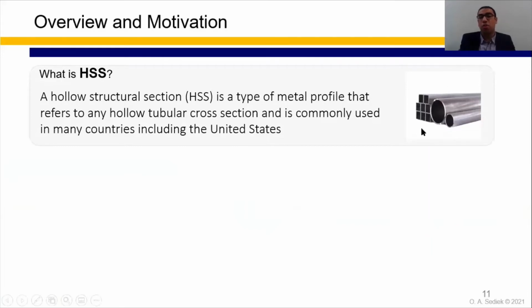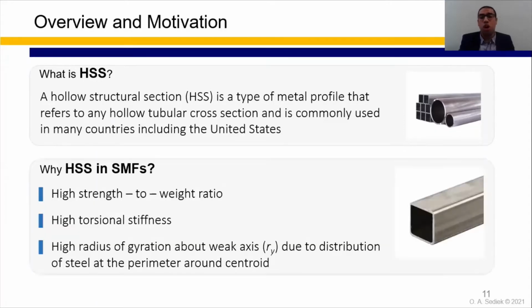As we can see here on the right, we have two types: either rectangular or square, or circular or elliptical type of HSS. And they are commonly used in many countries, including the US. But in the US, they are mainly used as braces, not as columns as part of special moment frames. So here comes the second question. What is the potential of using HSS in special moment frames? Or why can we use HSS in special moment frames?